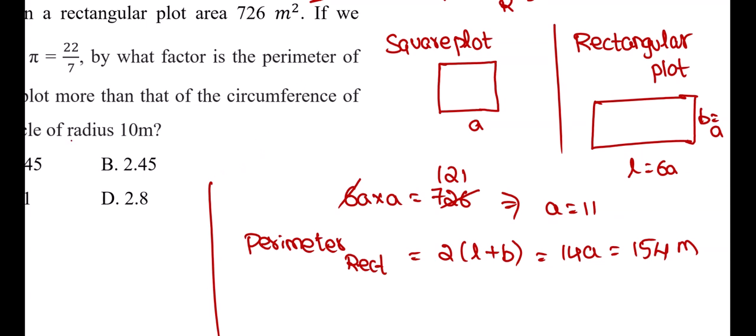So now circumference of a circle of radius 10 means 2 pi into 10, right? Is that circumference with radius given? So 2 pi into 10, which is 440 divided by 7. This is circumference of circle, or we can say perimeter of circle also. Now you have to divide this one with this one, rectangle with this circle. Then I got the factor: 154 is rectangle, this is 440 divided by 7.